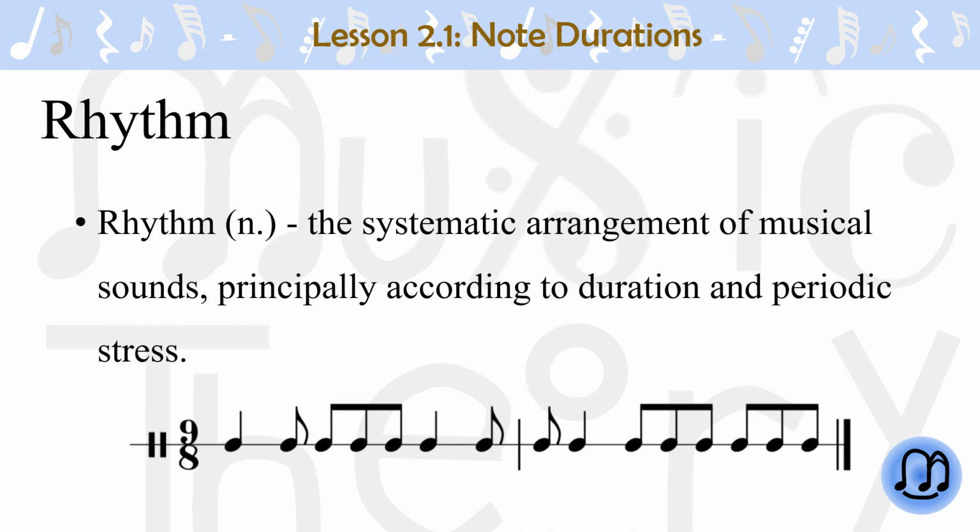By definition, rhythm is the systematic arrangement of musical sounds, principally according to duration and periodic stress. Specifically, duration is the length of the note and periodic stress is the pattern of strong and weak beats.